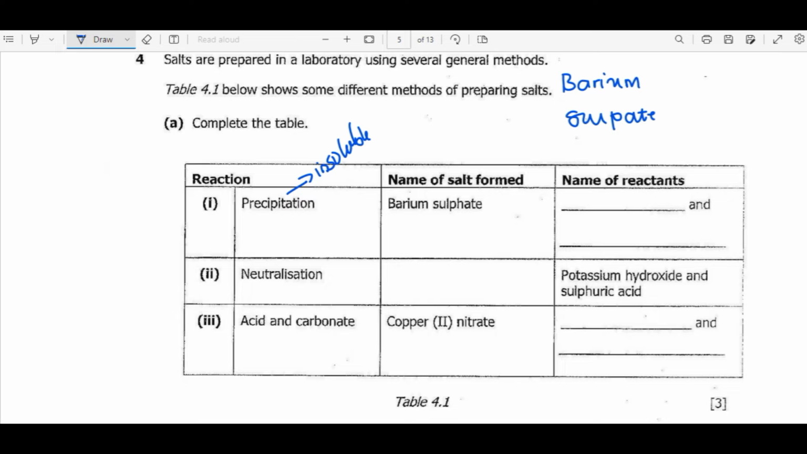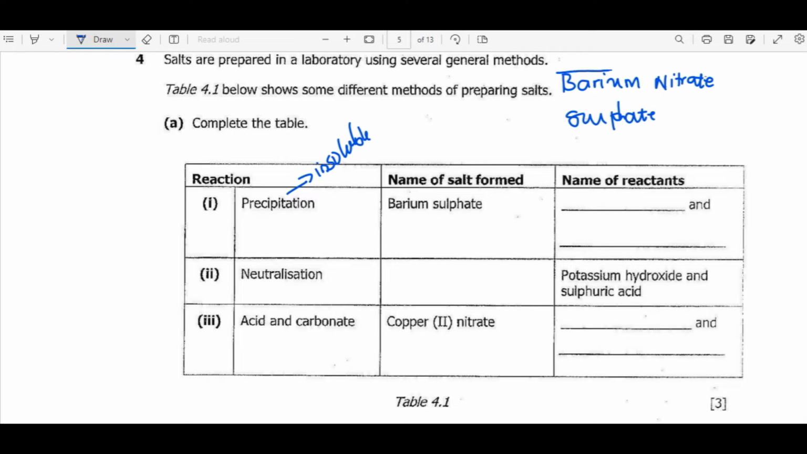So the point is, you need to choose two salts in which one has barium, then the other one has a sulfate. So that's a pattern here. Now, the two salts or solutions that you are choosing must all be soluble. So for this one, we can just say barium nitrate.